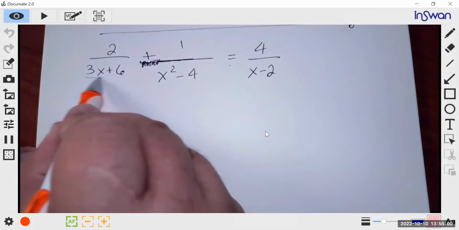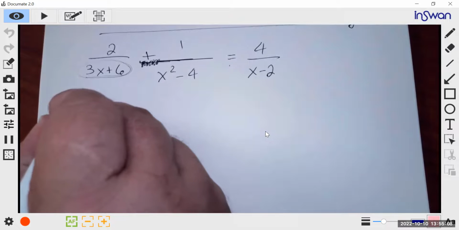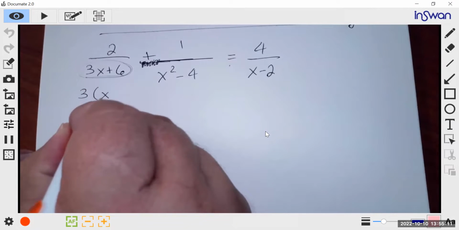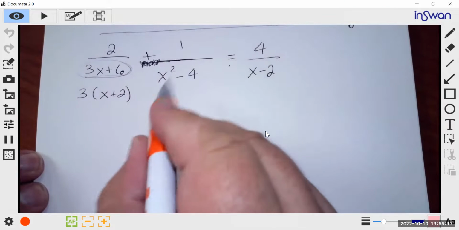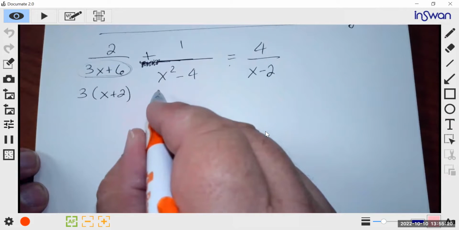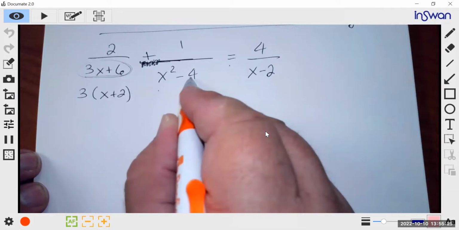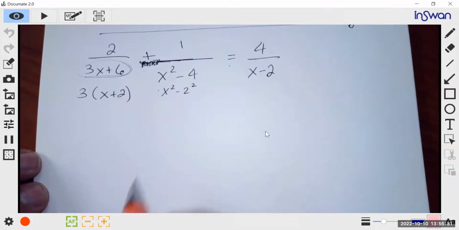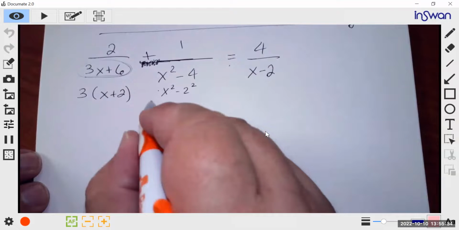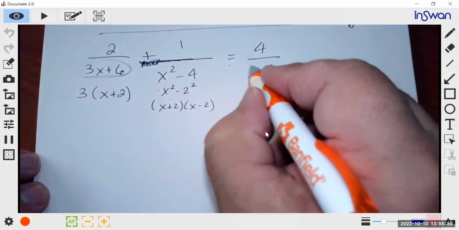So, can this be factored any further? 3x plus 6. Do they have anything in common? A 3. So we can take out a 3, we're left with x plus 2. How about the x squared minus 4? Can that be broken down any? What's 4 made up of? So this is the same thing as x squared minus 2 squared. The difference of two squares. Didn't we just talk about that? So it's x plus 2, x minus 2. And it's x minus 2.